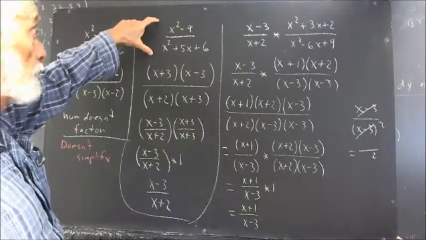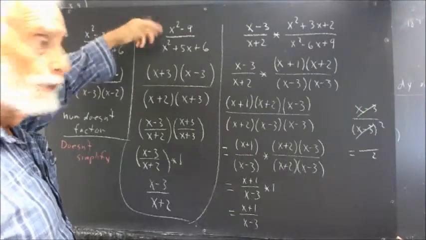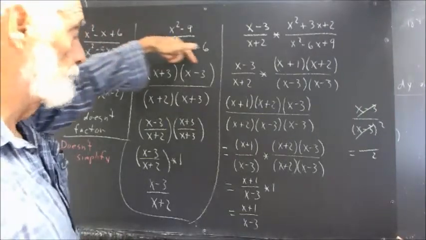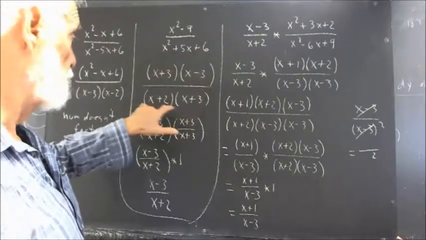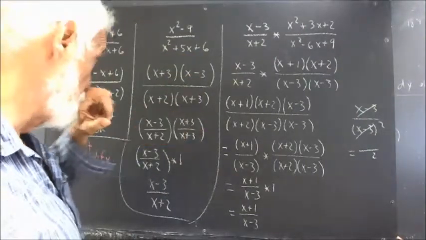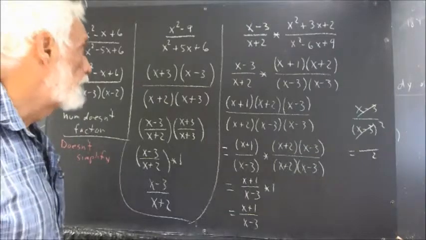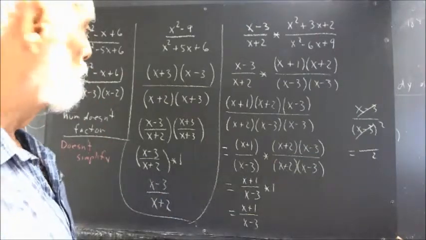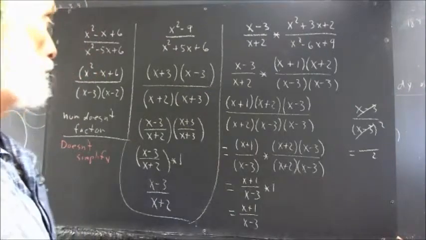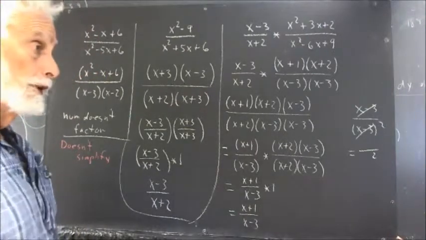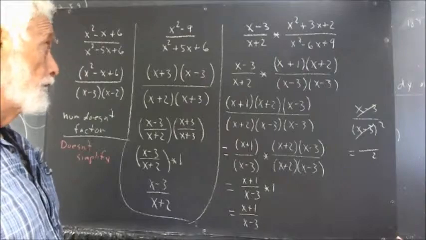Okay, in the case of this expression, it's easily factored. X squared minus 9 is x plus 3 times x minus 3. X squared plus 5x plus 6 is x plus 2 times x plus 3. Now, you're going to want to draw lines through things and do that thing they call canceling. And I really dislike canceling because nobody ever does it right. It's always done like this example over here.